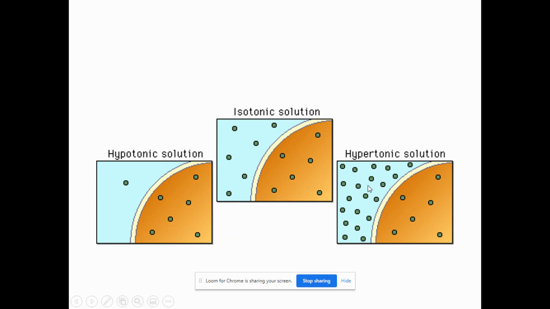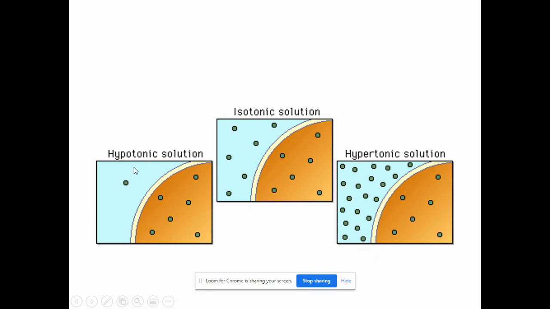As opposed to a hypertonic solution, which has more solutes outside the cell than inside the cell. That means you have a higher concentration of water inside the cell than outside the cell. So where's that water going to go? It's going to go outside the cell. So in this situation, what's going to happen to the cell? If water leaves, it's going to shrink.